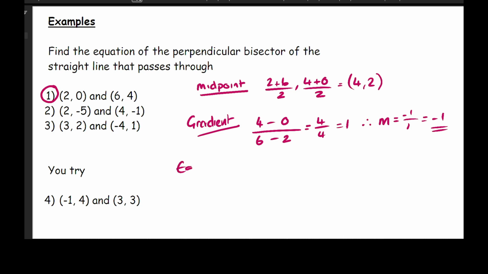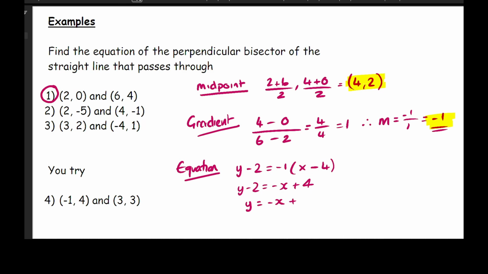So then finding the equation, it's using these 2 bits of information here, in which what I end up with is y minus 2 equals minus 1 x minus 4. Now, you could leave your equation like this, or you can try and simplify to make y the subject. So here I've got y minus 2 equals minus x plus 4, which then becomes y minus x.